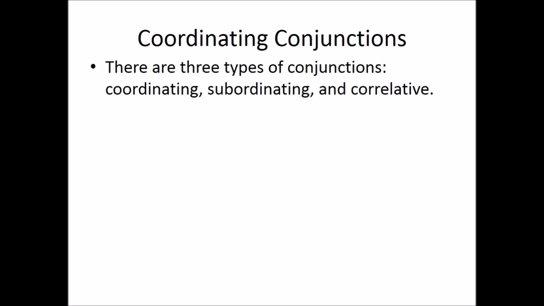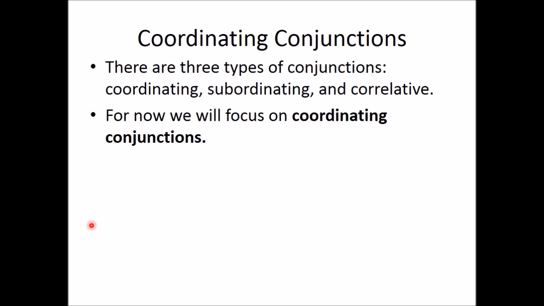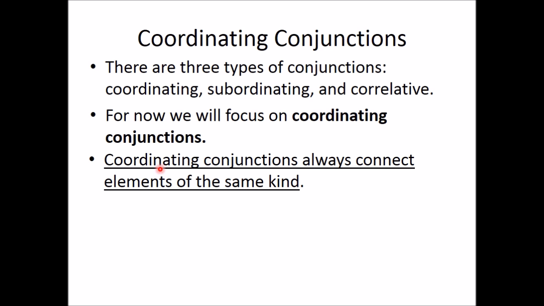There are 3 types of conjunctions. There are coordinating conjunctions, there are subordinating conjunctions, and there are correlative conjunctions. In this presentation, we're going to focus on coordinating conjunctions. Coordinating conjunctions always connect elements of the same kind.